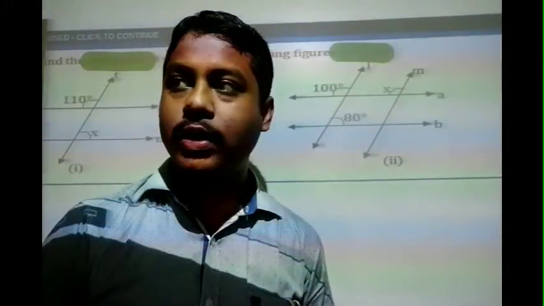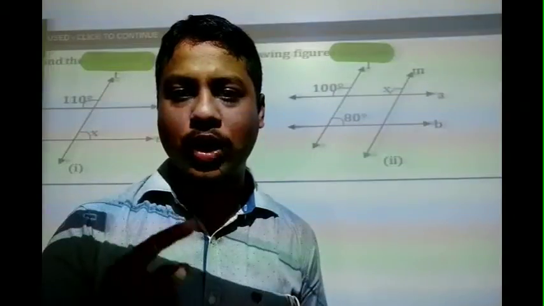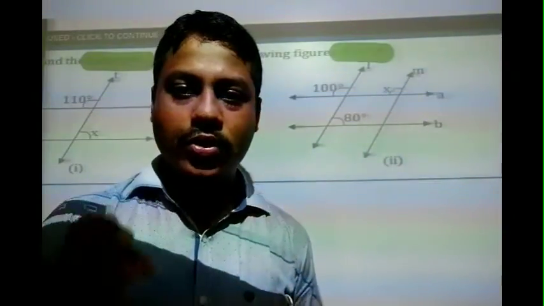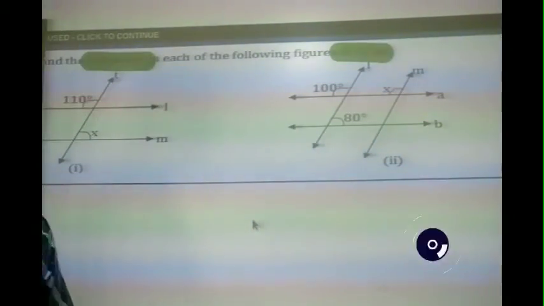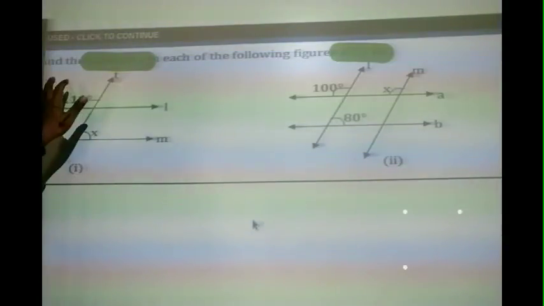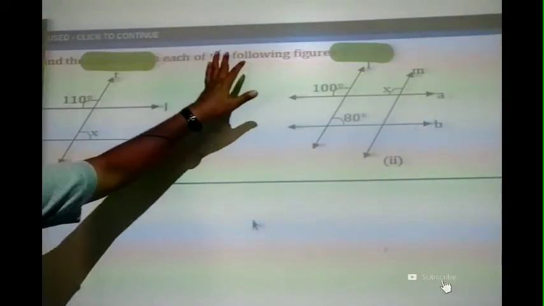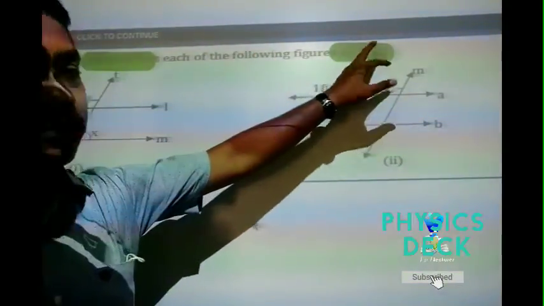Exercise 5.2. Last class I discussed questions 1, 2 and 3. Today I will be discussing question number 4. In question number 4, it is given: find the value of x in each of the following figures if L is parallel to M.